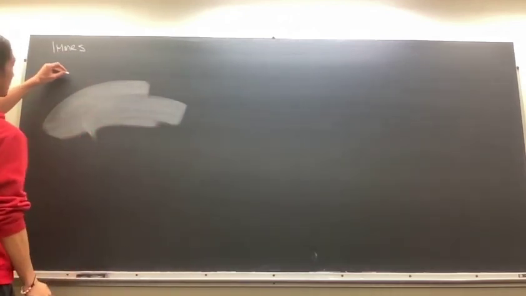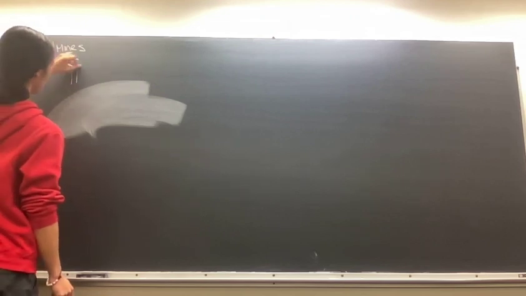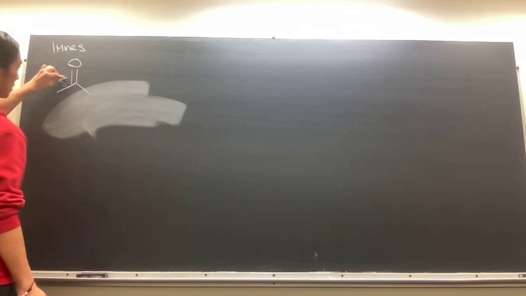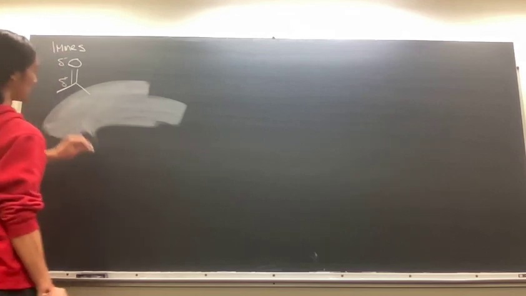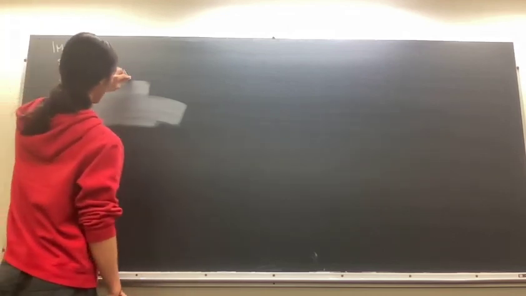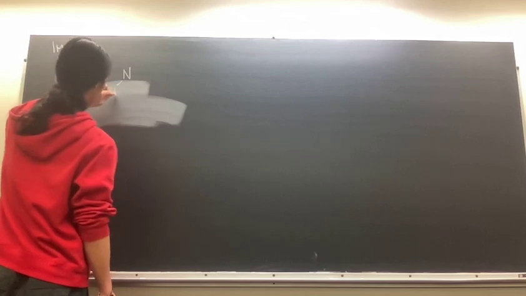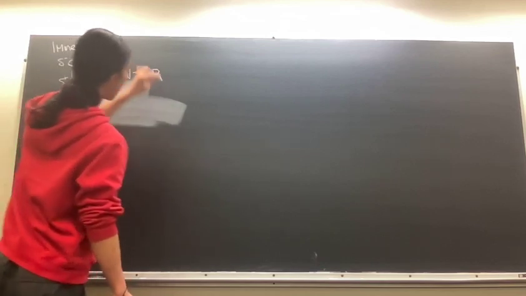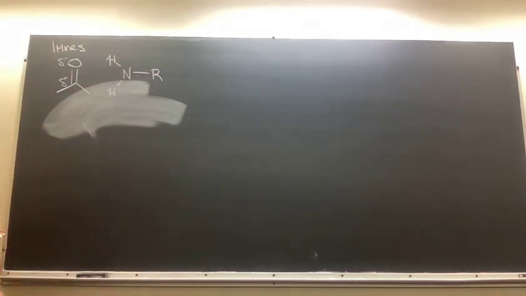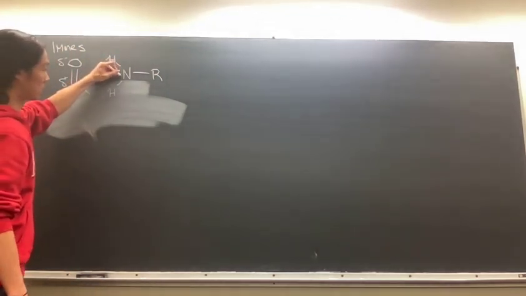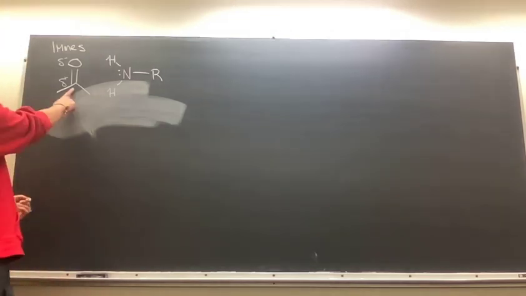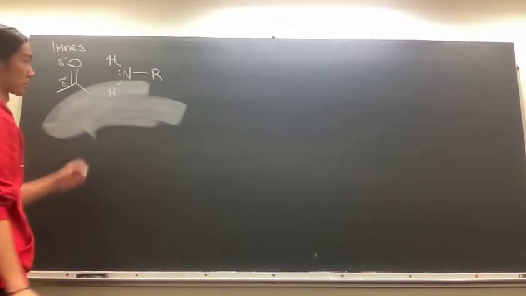So the general idea is that carbonyls have a very electrophilic site, and our generic amine here has a lone pair, and nitrogen is a good nucleophile, so what we'll see is they'll have a nucleophilic attack on this carbonyl carbon.